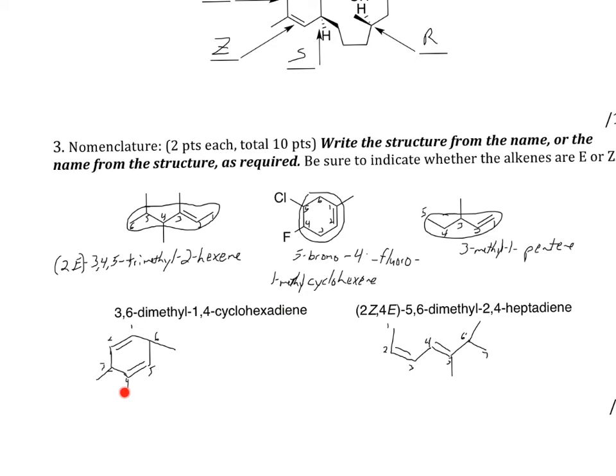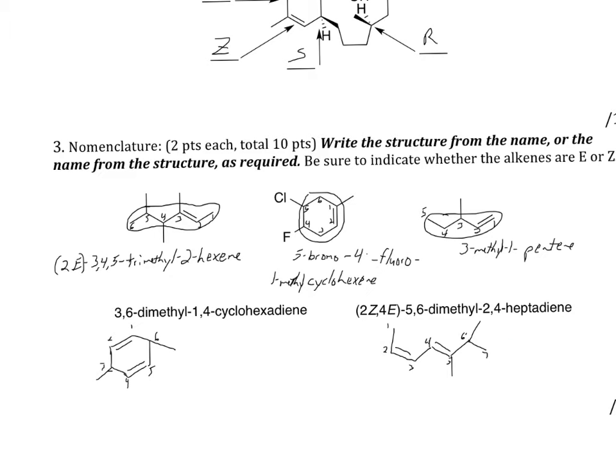Cyclohexadiene, so a 6-membered ring. Hexadiene means there are 2 alkenes, and it's on 1, 4, so 1, 2, that's where the first pi bond is, 3, 4, the second pi bond, and then 3, 6, because that's where the methyls are.